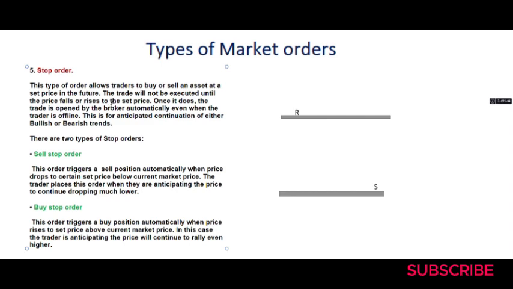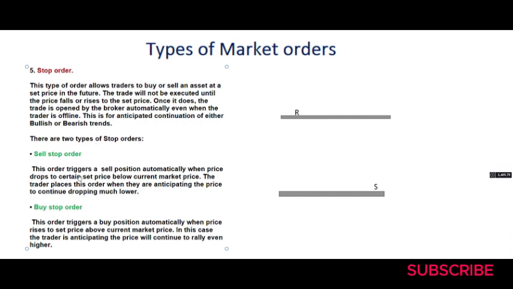So all you have to do is set the limits, okay? So this is an order you give to your broker to buy or sell. This is for continuation of the trend. So the trade will not be executed until the price falls or rises to the set price. Once this happens, the trade is opened by the broker automatically, even when the trader is offline. This is for anticipated continuation of either a bullish or bearish trend. So that's the difference. With a sell limit and buy limit, it is a reversal, okay? But with a sell stop and buy stop, it is a continuation of the trend.